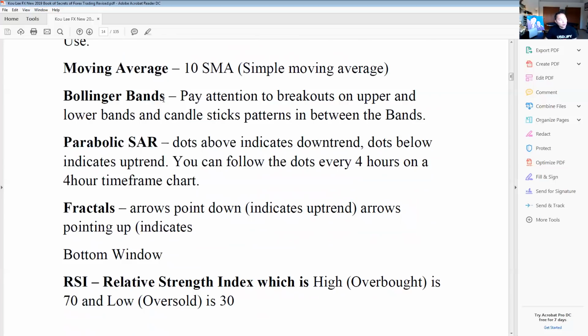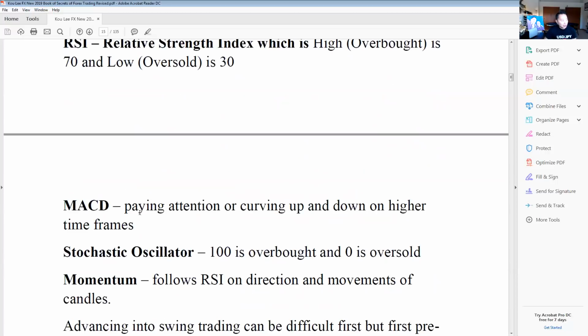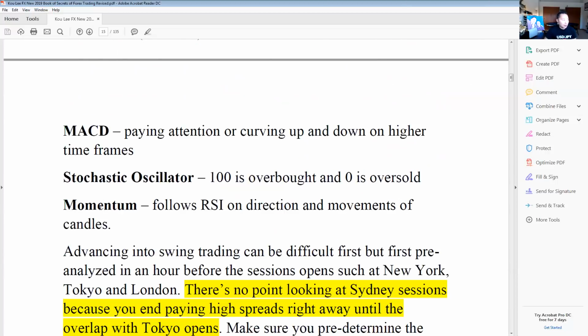You can put the Bollinger Bands if you want. Remember, your middle band is your 20-day moving period, so remember that. Your parabolic SAR, if you want to use the dots, fractals, RSI, MACD, stochastic, momentum. Momentum is a pretty interesting indicator.